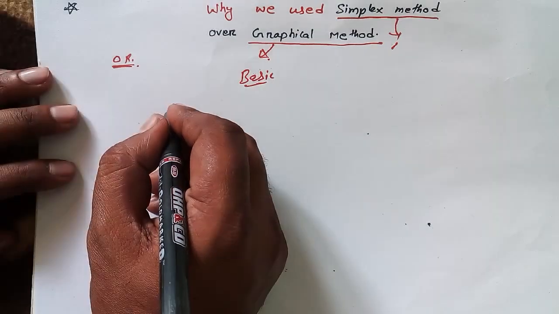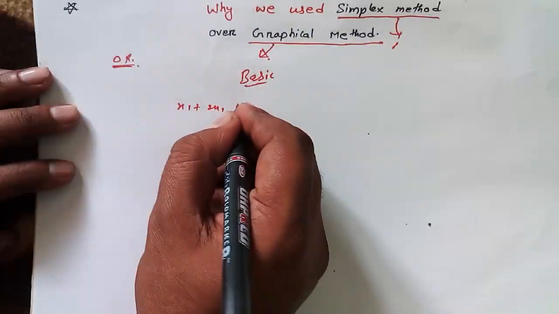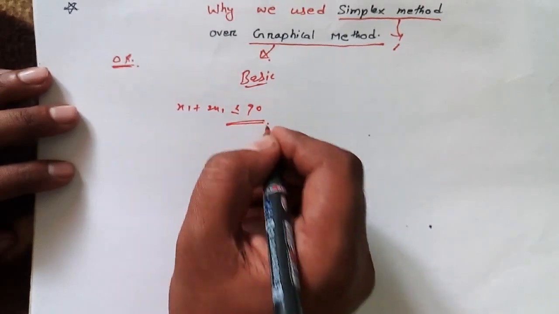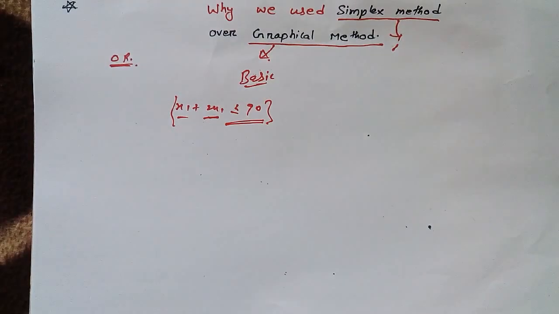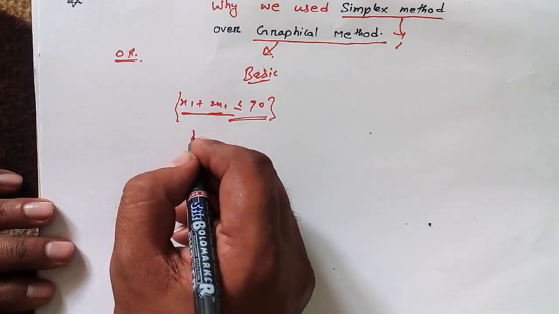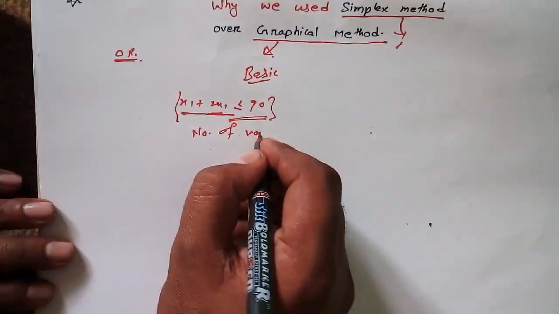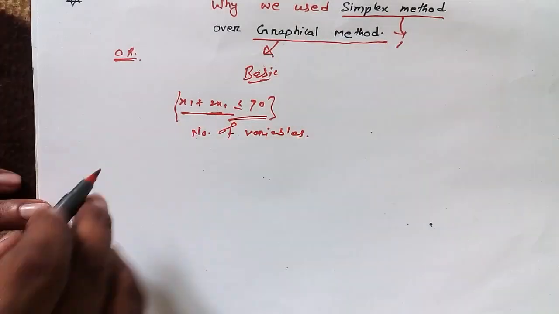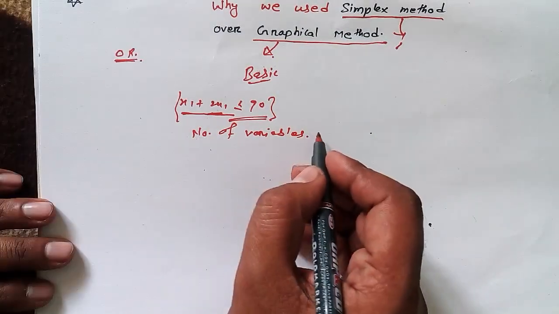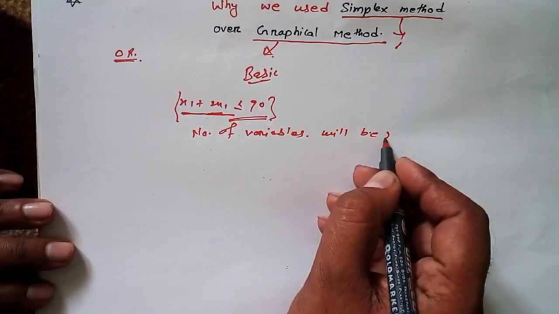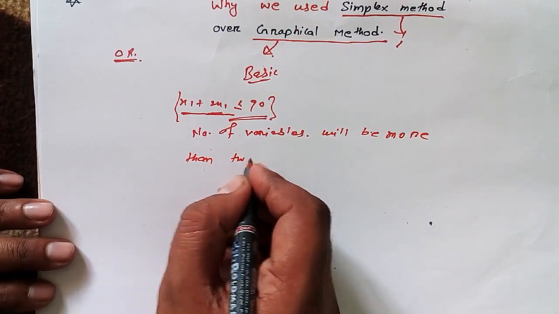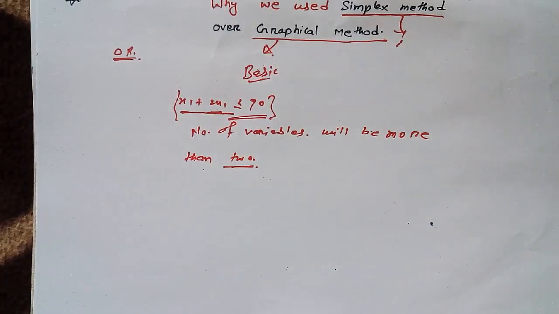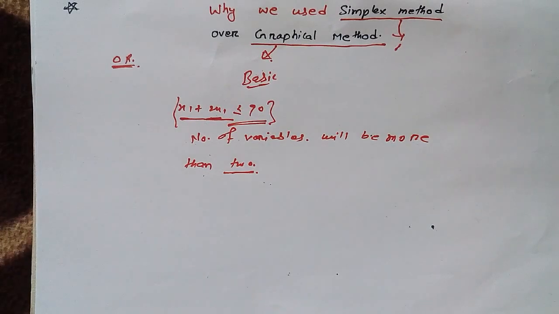Well, if we wanted to solve a question with a constraint like x1 + x2 less than or equal to 90, and there would be only two variables, then we can easily solve the question by using the graphical method. If the number of variables, like x1 and x2, will be more than 2, in that case we cannot solve the question by using the graphical method.